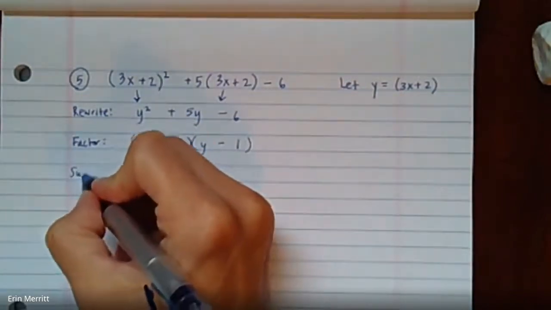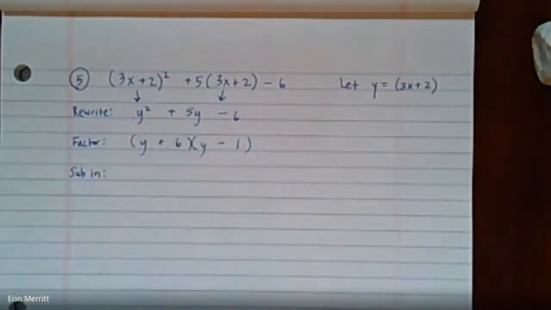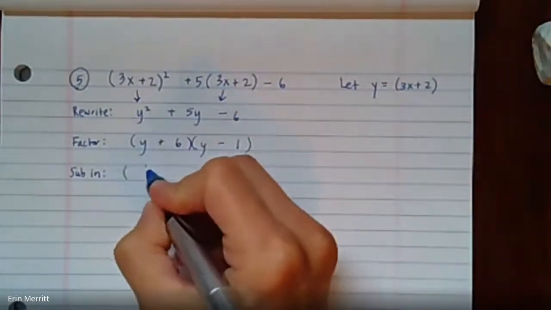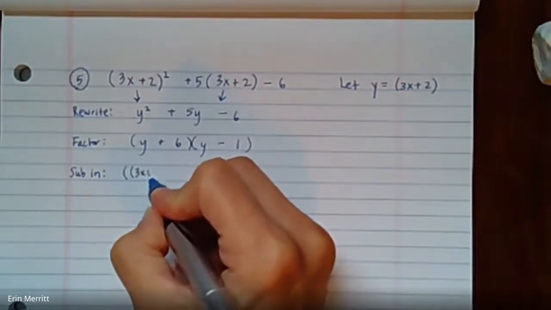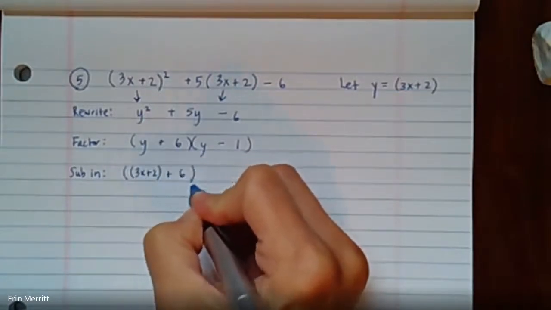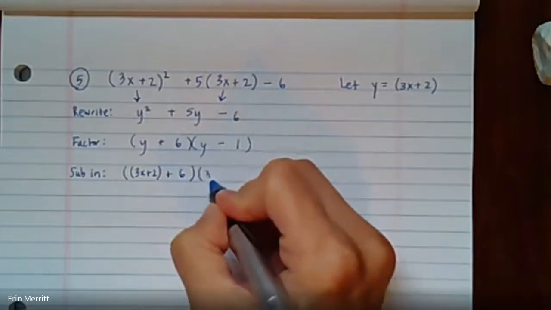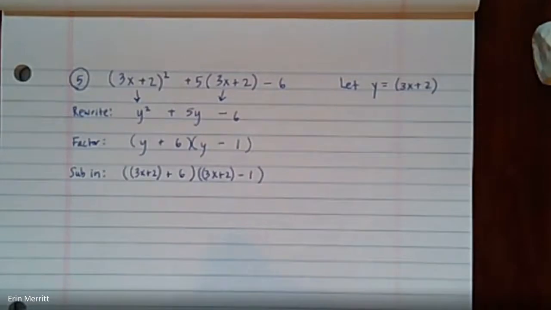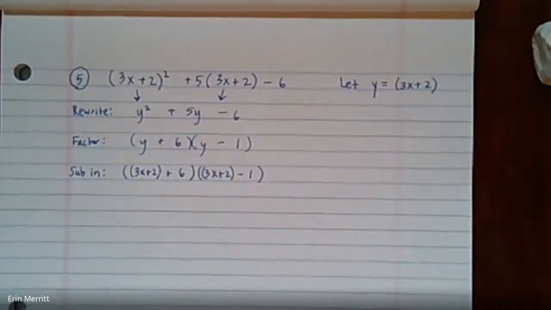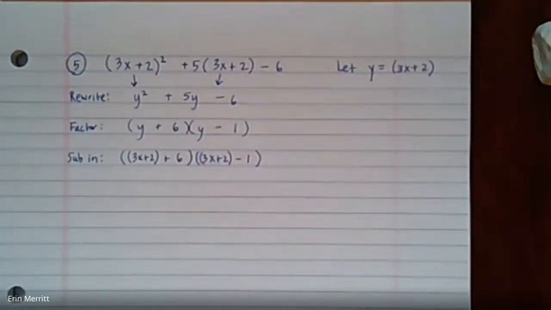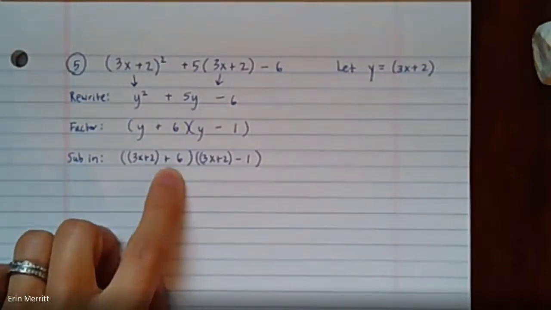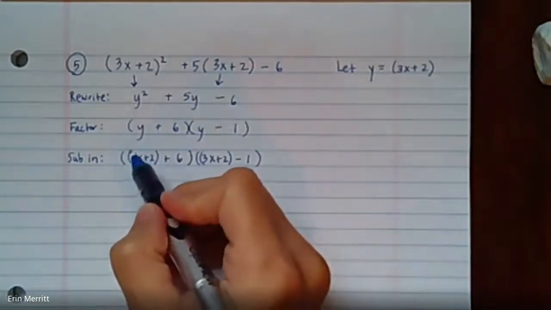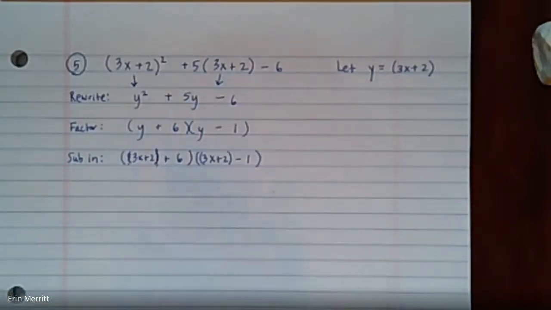Last step. Sub back in, all right? So if we sub back in the 3x plus 2, in the first parenthesis is going to go 3x plus 2, and then plus 6, and then over here, 3x plus 2 minus 1. Now, when you have parentheses inside parentheses, it can look a little clunky. Those are called nested parentheses. But if they're not needed, like in this case, I can actually drop these little parentheses.